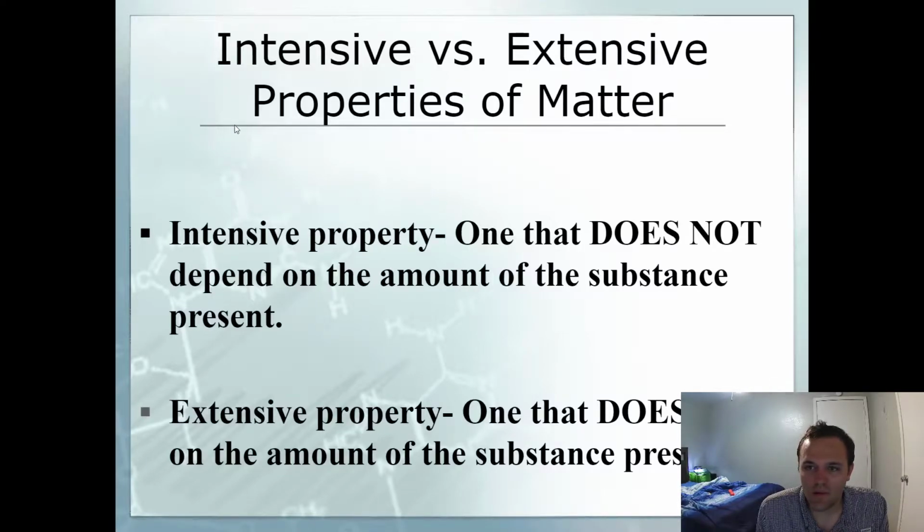Alright, so looking at the definitions of these two terms, an intensive property is one that does not depend on the amount of the substance that you have. So what that means basically is it doesn't matter how much you have of this chemical, this property is going to be the same no matter if you have 1 teaspoonful or a gallon. Okay, and an extensive property is the opposite.